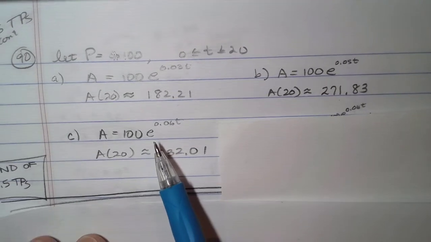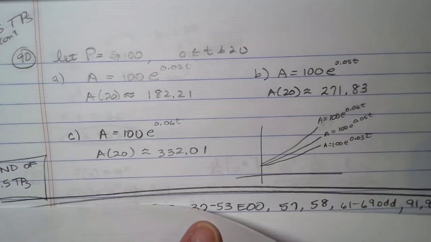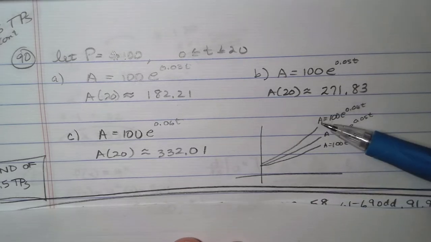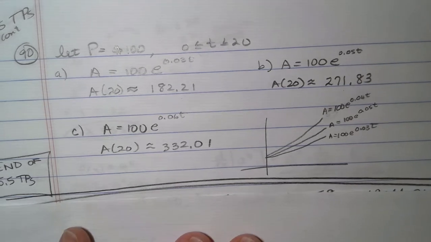At 6%, again, we get about $332.01. And here are what the graphs should have looked like when you went to graph them. And this concludes section 5.5 TPs.